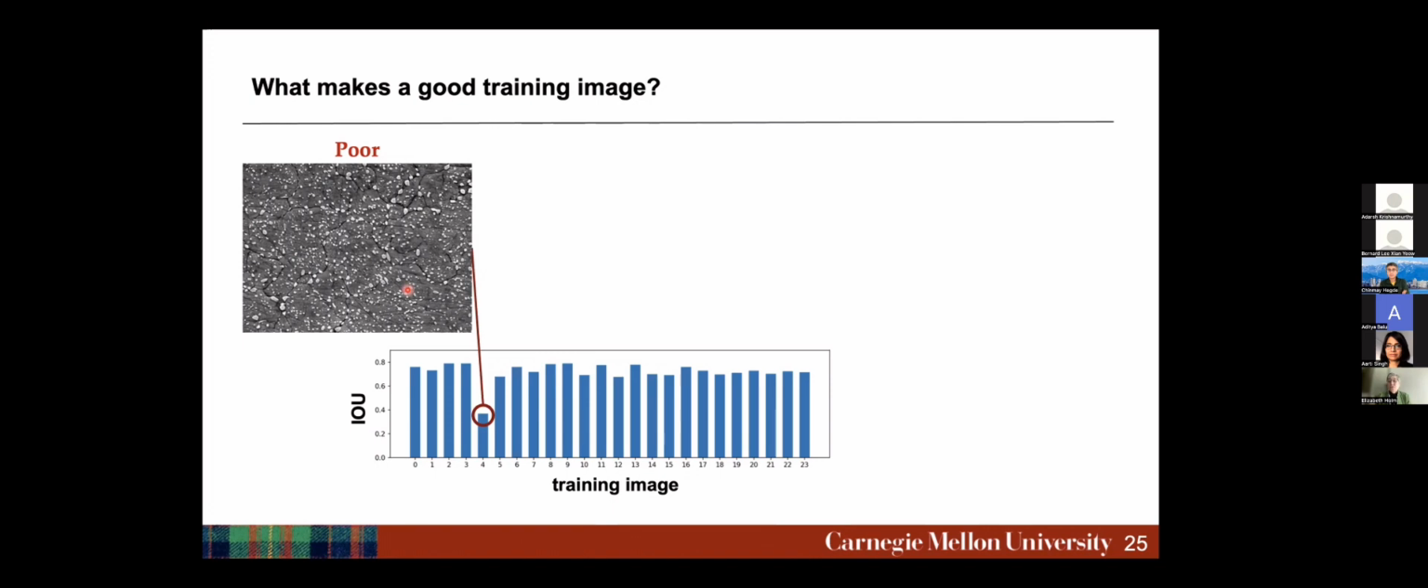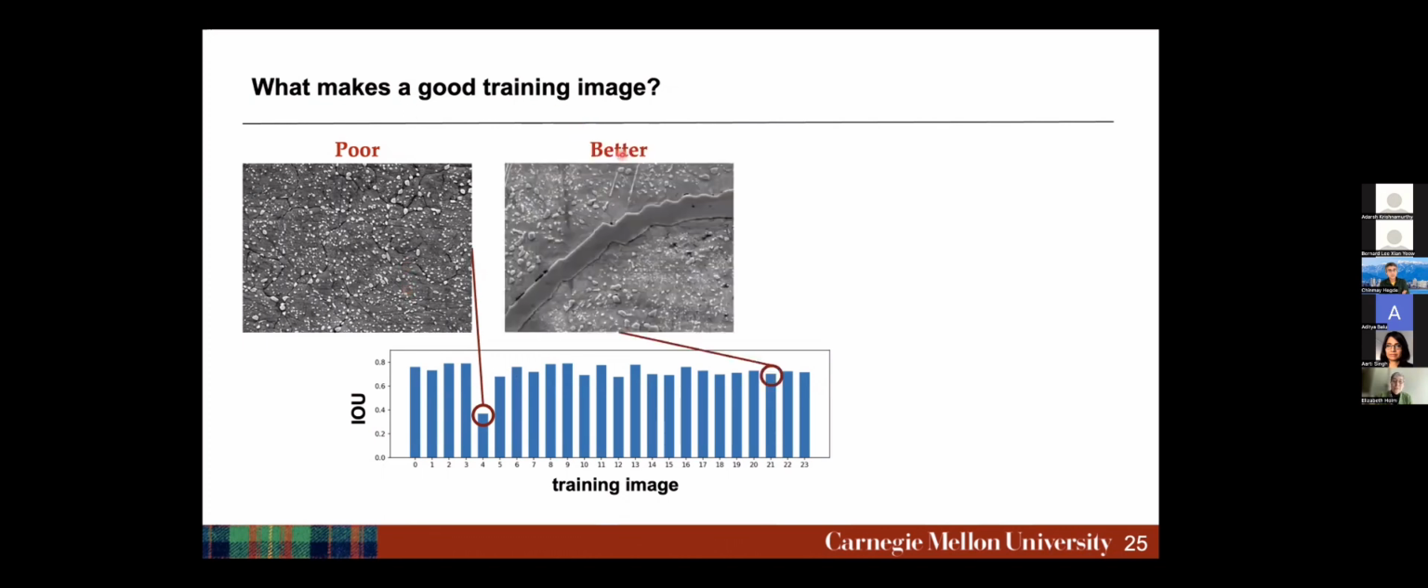It's a poor choice because it doesn't contain all the constituents of the other images. It's only got 2 of them. It's got the ferrite and the spheroidite, specifically 2 of the 4 constituents. So unsurprisingly, it's not very good for training a computer vision system. Here's a better one. It got a pretty good IOU, and it does contain all of the constituents that we care about segmenting, all 4 constituents, including a little bit of Widmanstätten.